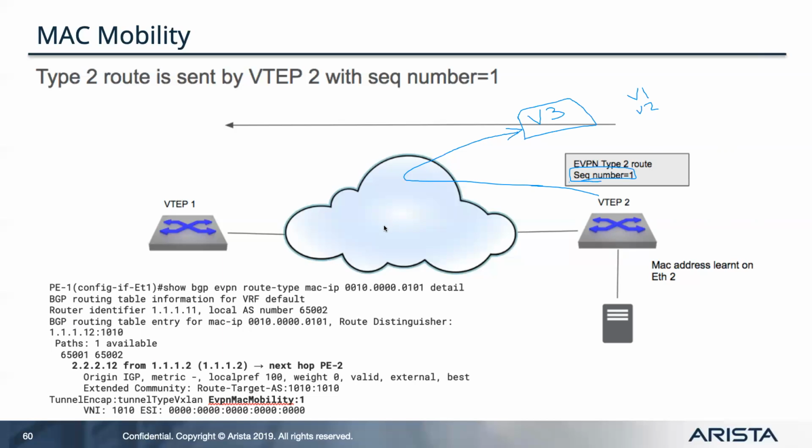So let's say this MAC is flapping continuously. What will happen? VTEP 2 will send an update message to VTEP 3. VTEP 1 will also send an update message, each with its own sequence number. So which one will it consider? Let's say they came at almost the same time. Then based on the sequence number, it will select the one with the higher sequence number. So that is one reason why we need the sequence number.